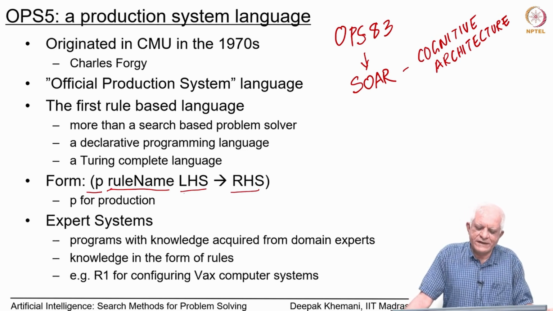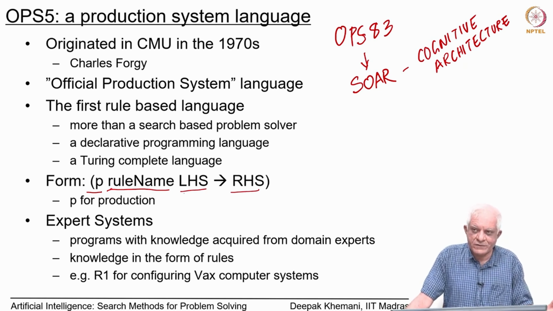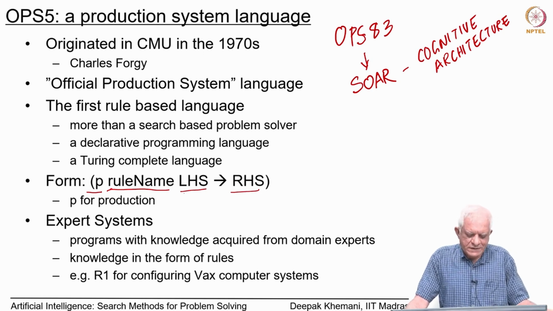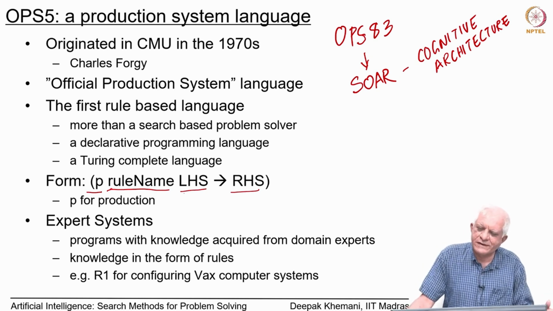As I said, these were designed to build expert systems, programs with knowledge acquired from domain experts, and the knowledge was acquired in the form of rules essentially. One of the successful systems that was built at that time was called R1, and it was used for configuring VAX computer systems. We are talking about the 70s and the 80s.